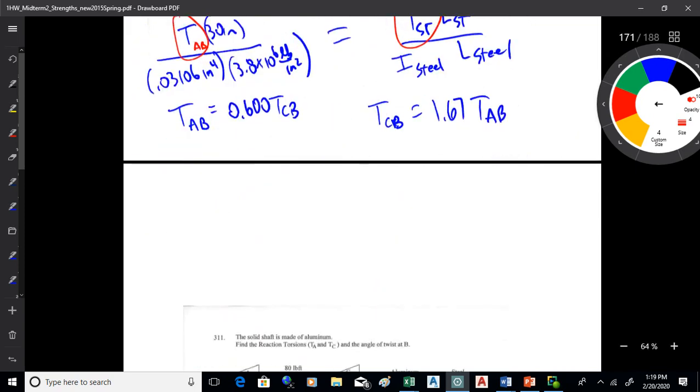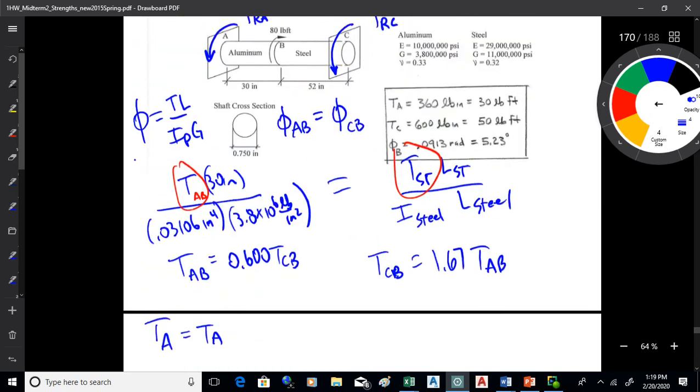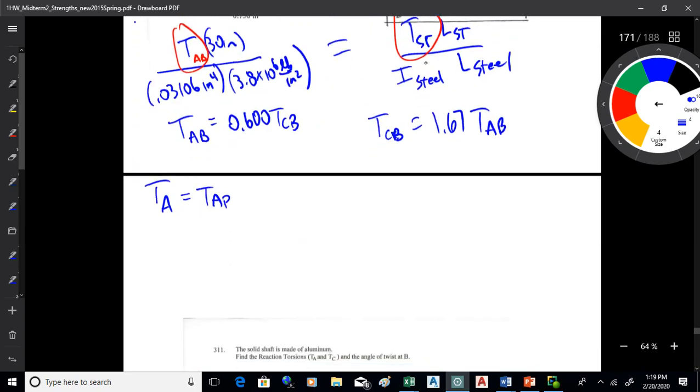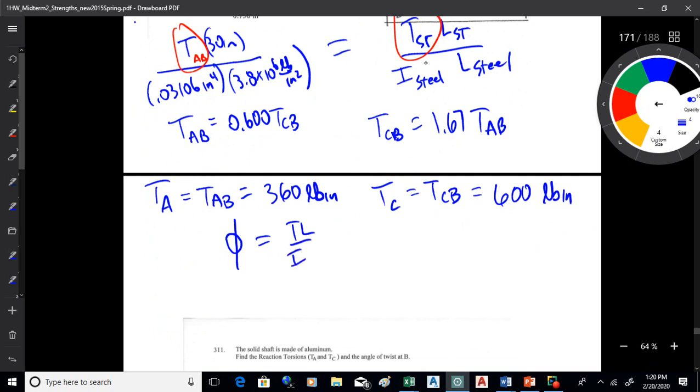What you're going to end up with when you do that is you'll get the two torsions. The torsion at A, which is really the torsion from A to B, is going to be 360 pound-inches. And then the torsion at C, which is the same thing as I'm calling the torsion from C to B, is 600 pound-inches. And then you've got the angle is TL over IG, and that is 0.0914 radians, which equals 5.23 degrees.